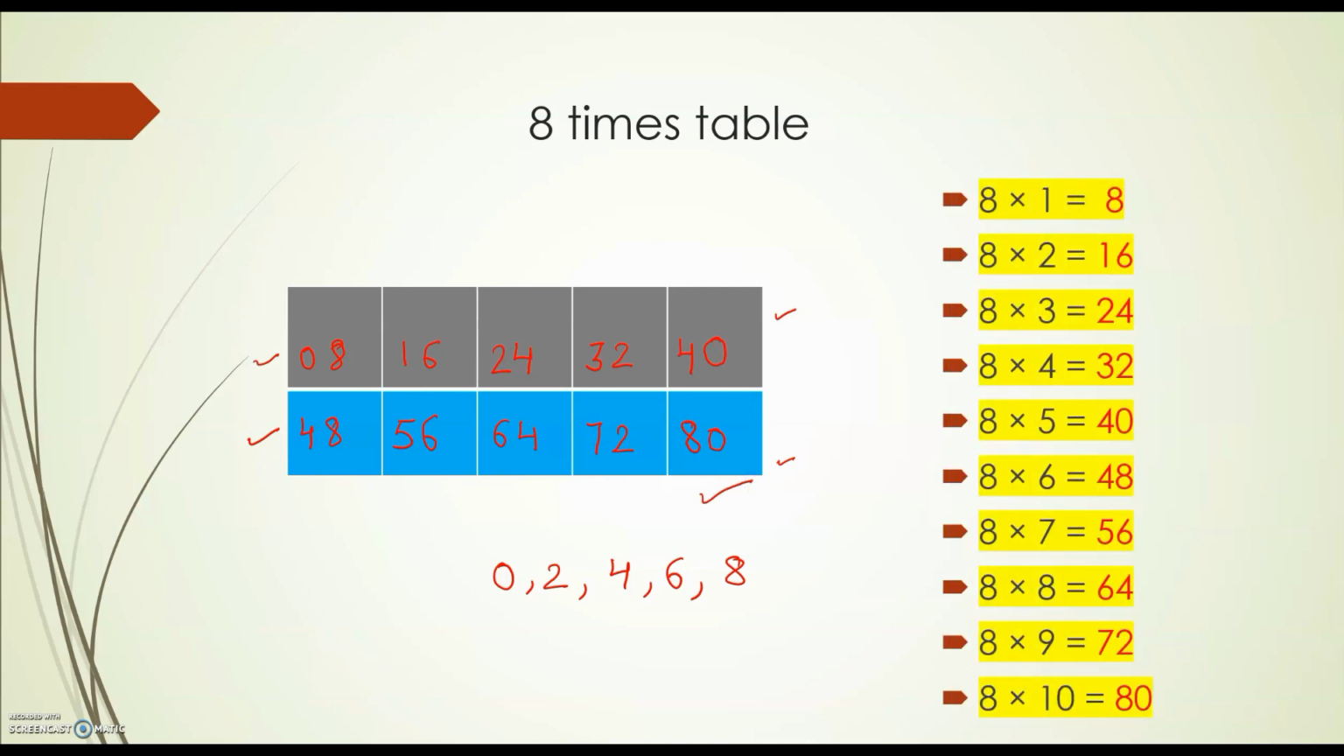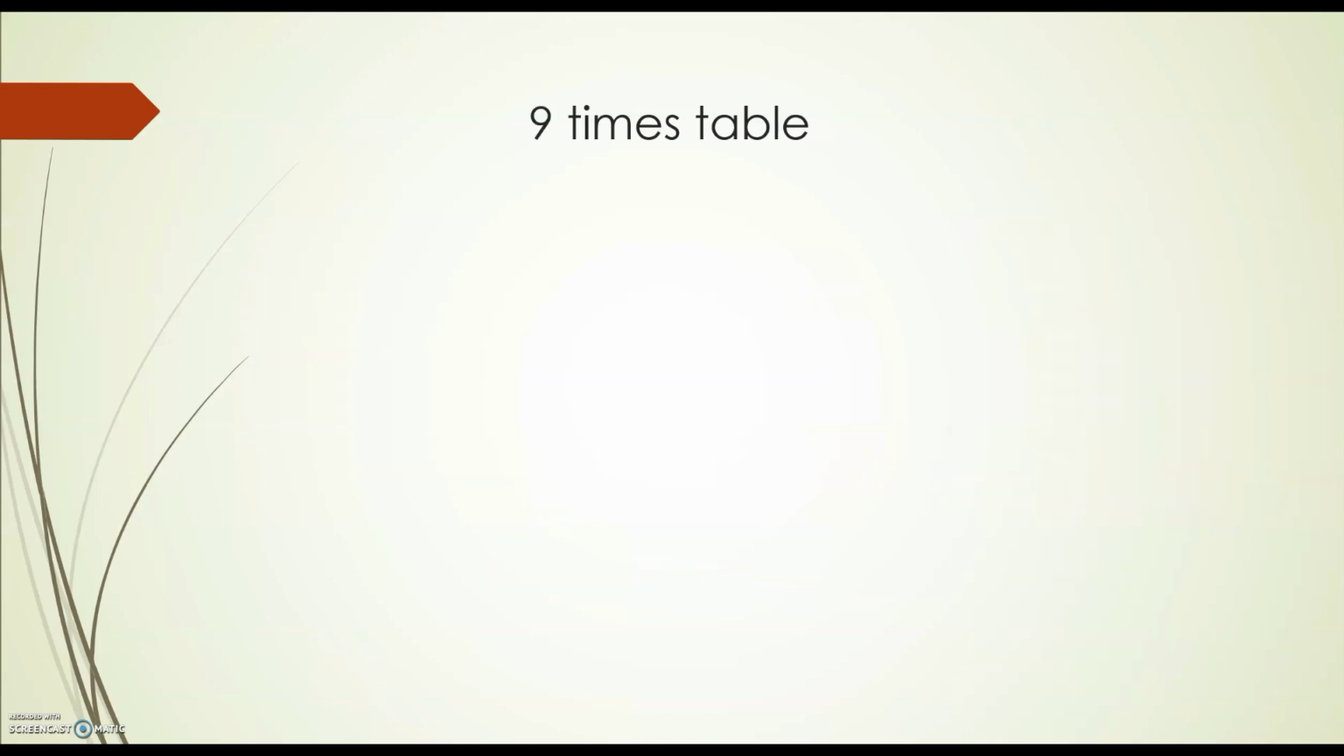Now let's move to the 9 times table. For the 9 times table, we will write numbers from 0 to 9. So here I am writing 0, 1, 2, 3, 4, 5, 6, 7, 8, and 9.